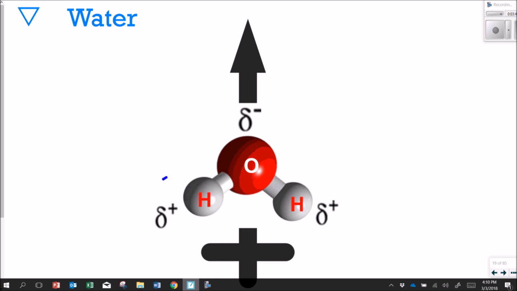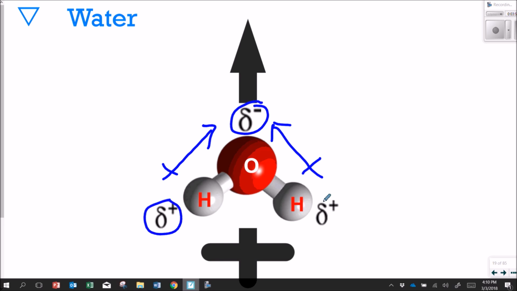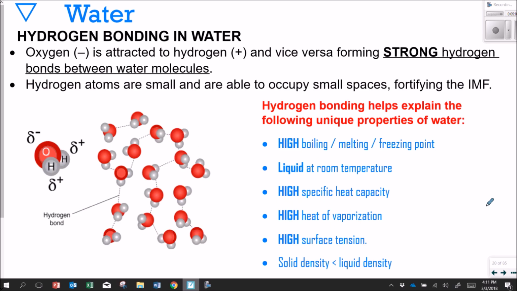In other words, it has 2 polar bonds like this, and our oxygen being more electronegative than hydrogen, the oxygen side of the molecule has a partial negative charge, and the hydrogen side of the molecule has a partial positive charge. So in water, the negative oxygen side of the molecule is attracted to the positive hydrogen side of the molecule and vice versa, and this forms really strong hydrogen bonds between water molecules. This is the intermolecular force that is present between water molecules.